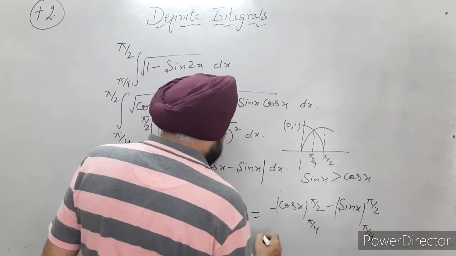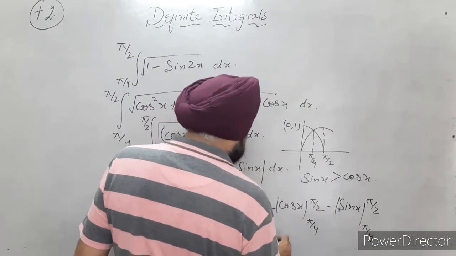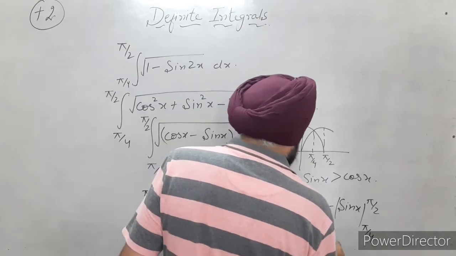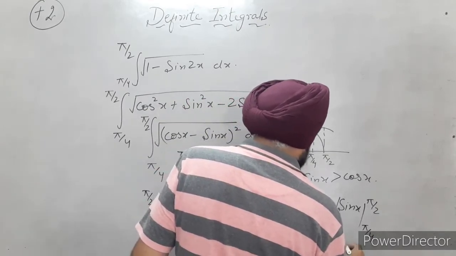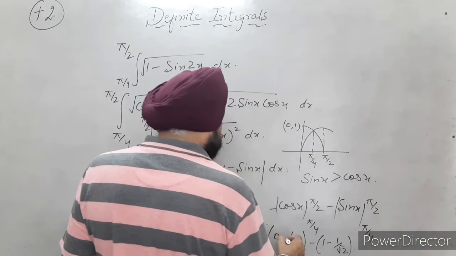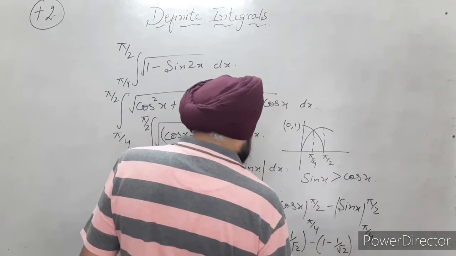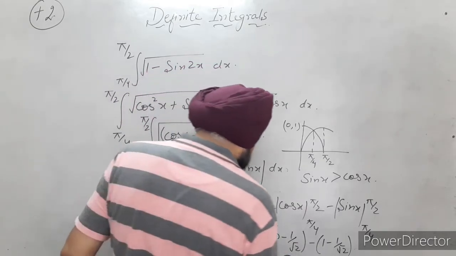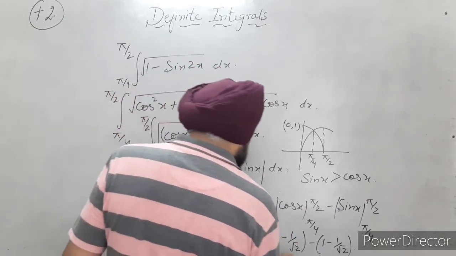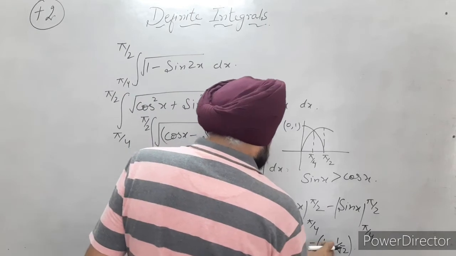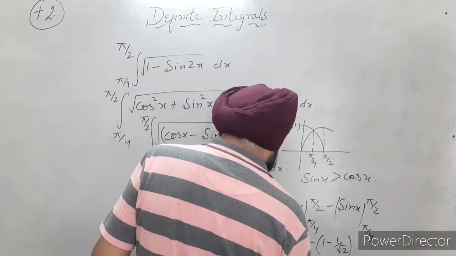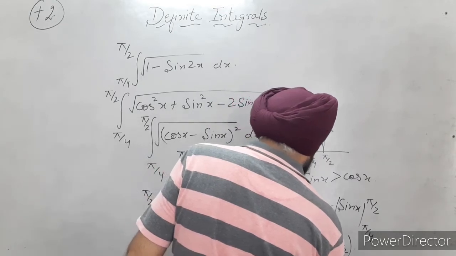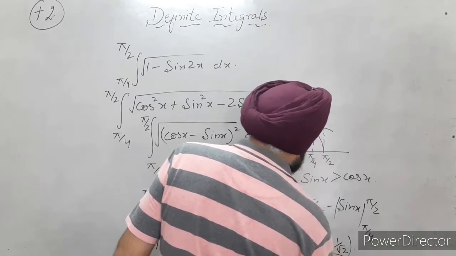Just evaluate it: negative cos pi by 2 is 0, then 1 by under root 2, minus 1 minus 1 by under root 2. Minus and minus is plus, there was a minus sign over here, minus minus plus, this is again plus, it becomes 2 by under root 2 minus 1. That is 2 minus under root 2 upon under root 2 is the answer.